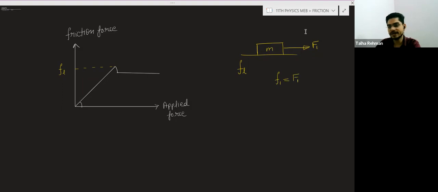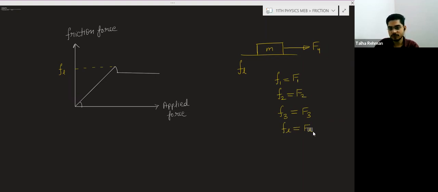Okay, first time I have applied F1. Please see, this is a very important point. After that, I have applied a force F2, which is greater than F1. After applying F2, this mass is not moving. So what will be the friction force? This time the friction force will change and will be equal to F2. Suppose third time I have applied a force greater than F2, that is F3. Then also this block is not moving. So what will be the friction force on the block? That is F3. Fourth time I have applied a force F4, and this F4 is equal to the limiting friction force.